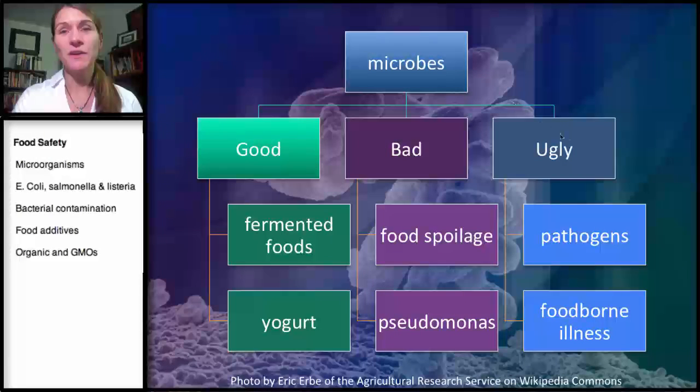When we talk about the illness, we're talking about the ugly. These are pathogens, meaning they're pathogenic. They cause an illness. And these generally don't cause food spoilage.